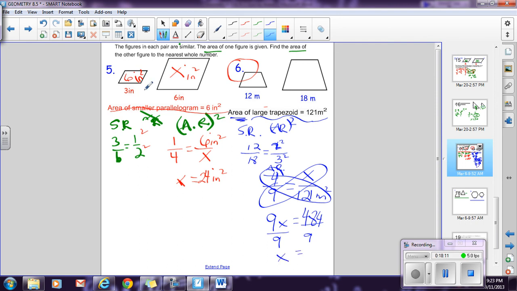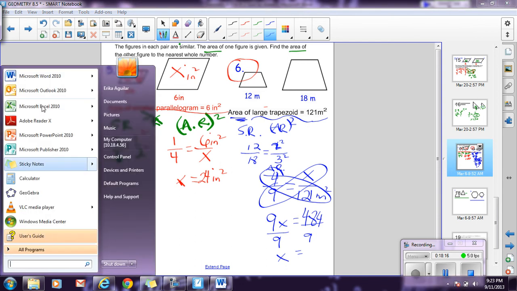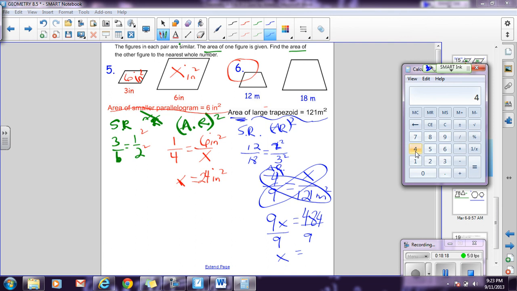X equals, now they tell me to round to the nearest whole number, so I'm going to use my calculator here. I'm going to do 484 divided by 9. And that gets me somewhere around 53.77777. Now, they say to the nearest whole number, but since this 7 is above 5, the measurement, the area of the smaller one, is going to become 54. We're going to write meters squared.